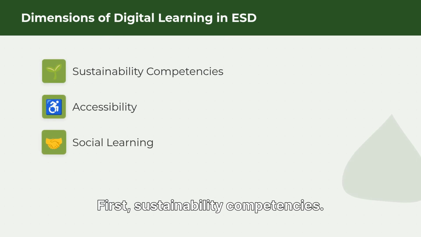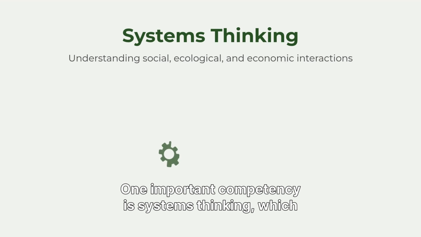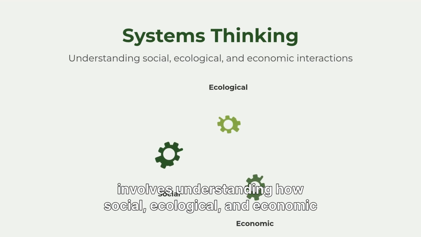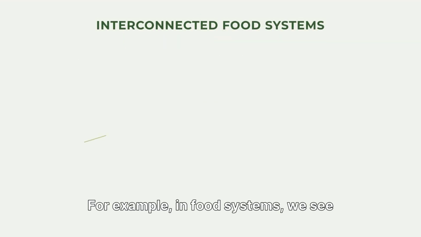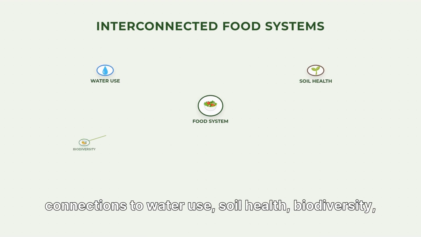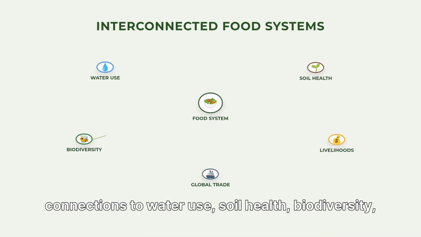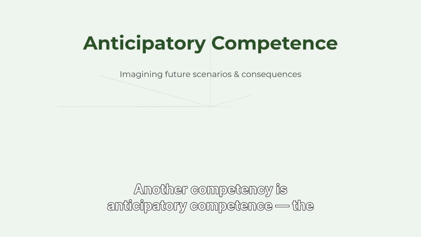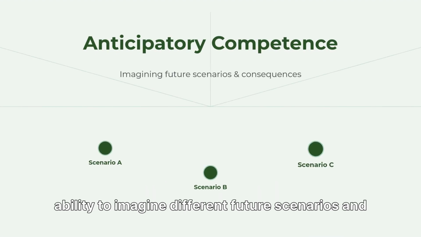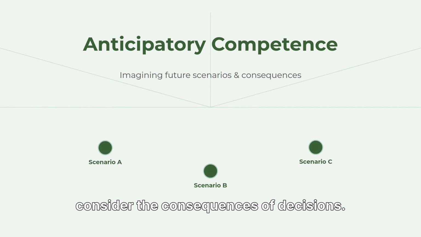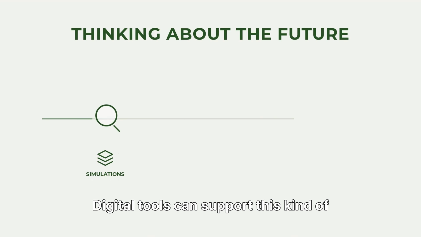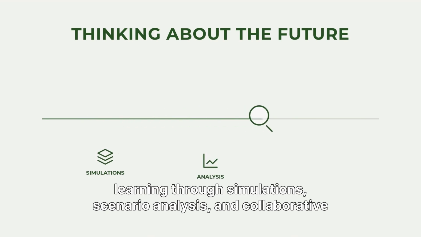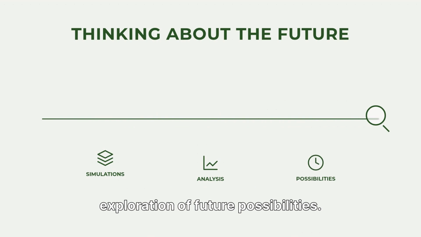First, sustainability competencies. One important competency is systems thinking, which involves understanding how social, ecological, and economic systems interact. For example, in food systems, we see connections to water use, soil health, biodiversity, economic livelihoods, cultural practices, and global trade. Another competency is anticipatory competence, the ability to imagine different future scenarios and consider the consequences of decisions. Digital tools can support this kind of learning through simulation, scenario analysis, and collaborative exploration of future possibilities.